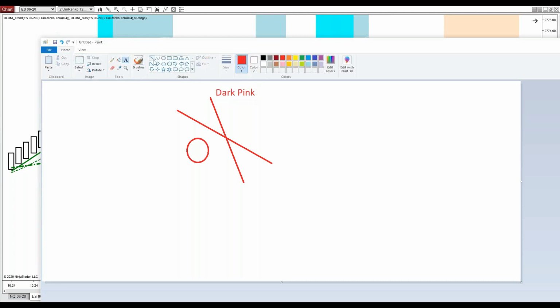Now that's the same thing. Now we have the 50 down, but our trend line is not crossed. And this color is bisque.